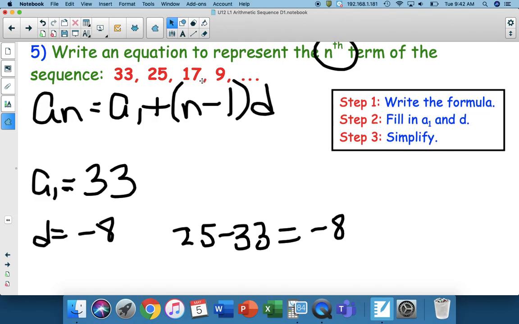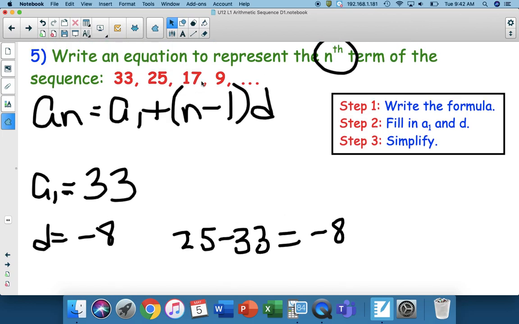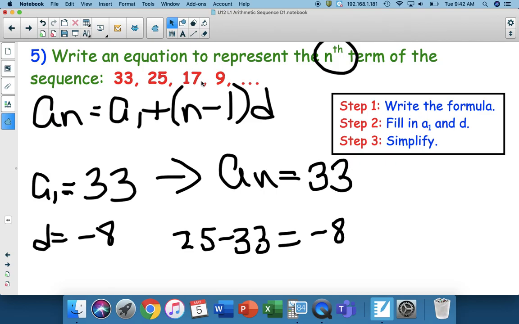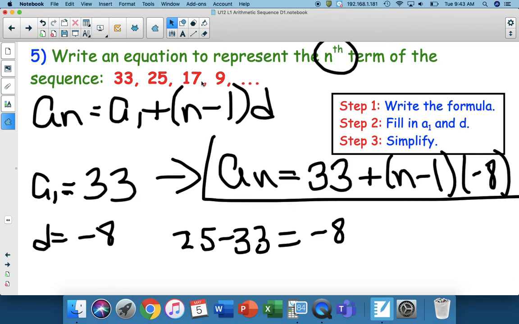So now that we have our pattern and our first term, let's write our formula. I'm going to put the formula right next to the 33 with an arrow. So our formula is going to be an equals 33 because that's our first term, plus we don't have n, so we leave n alone, n minus 1, times d. And d is negative 8. That's our pattern. So this is the formula that they're asking for. Pretty straight up, nice and simple.